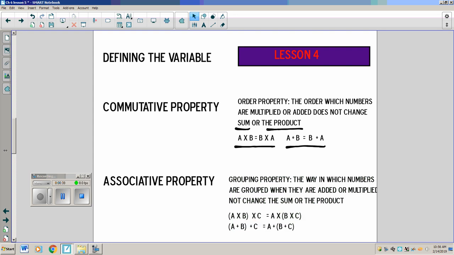Associative property is the grouping property. The way in which numbers are grouped when they are added or multiplied, again, does not change the sum or product. So basically the parentheses are moving. Remember, pause the video.